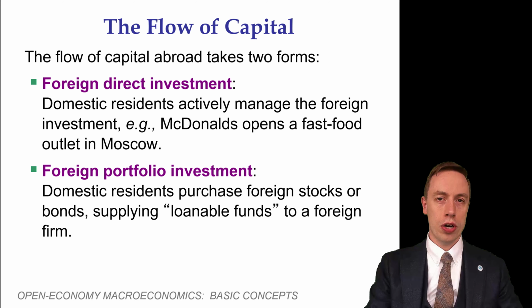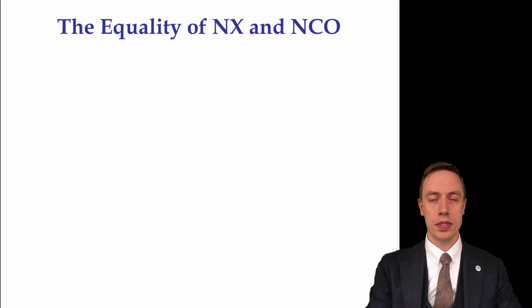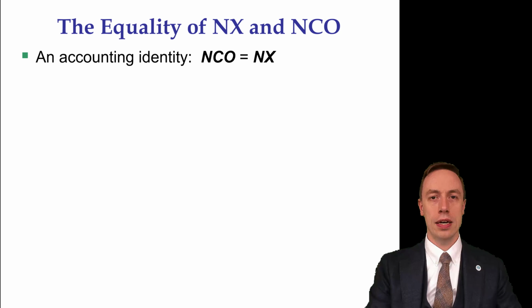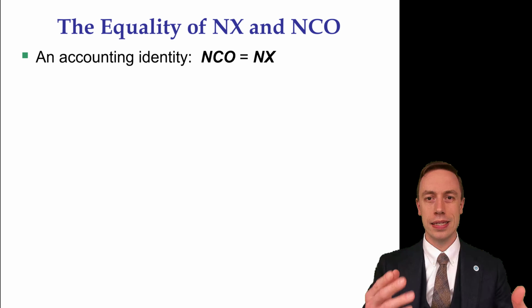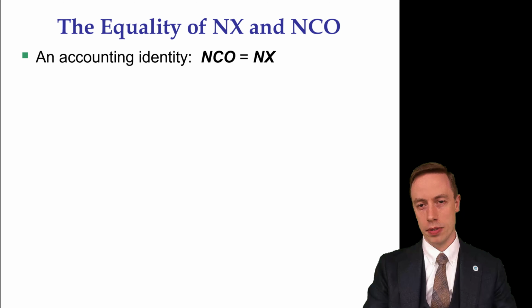Now, the reason we're talking about capital flows at this point is that they are closely linked to product flows between countries. In fact, let me start out by showing you a central equality in this chapter. For any given country, its net capital outflow is the same number as its net exports. That's not very intuitive, so let me walk you through some examples here.